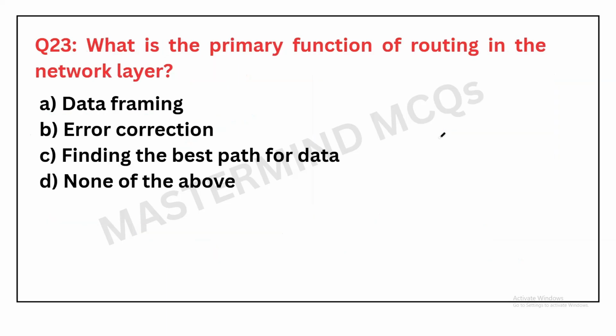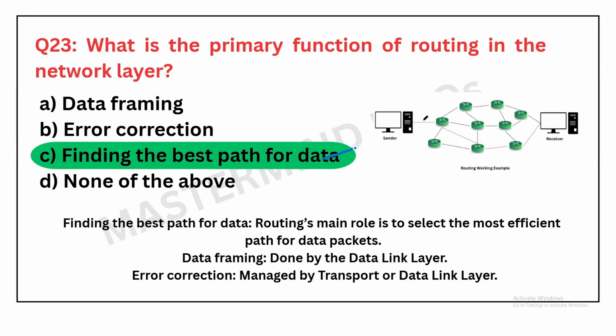Question number 23. What is the primary function of routing in the network layer? Option A, data framing. Option B, error correction. Option C, finding the best path for data. Option D, none of the above. The right answer is option C, finding the best path for data. Finding the best path for data is the key function of routing, which ensures the data packets take the most efficient route to the destination.